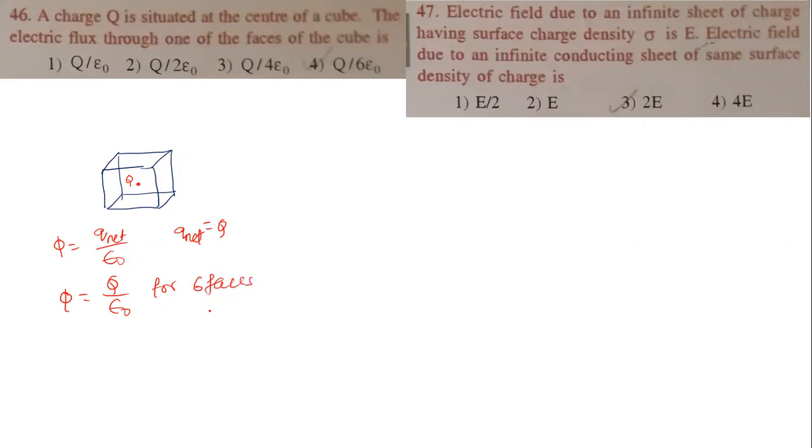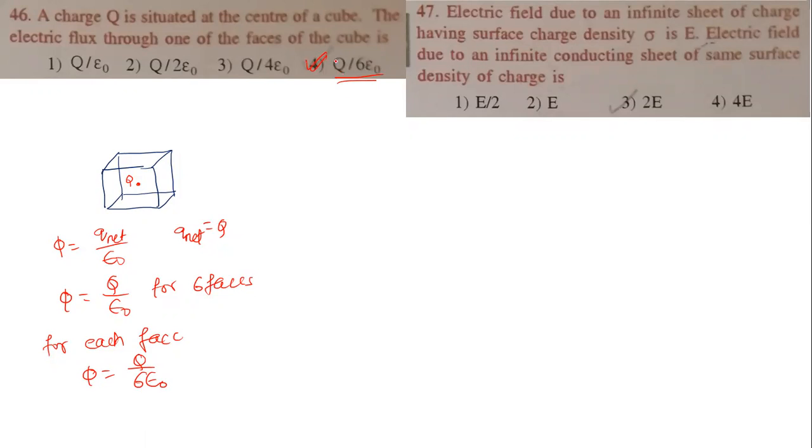Now for one face, we need to divide by 6, right? So for each face, phi equal to Q by 6 epsilon naught. So what is the answer now? Phi equal to Q by 6 epsilon naught. The fourth option is correct. Look at this, the fourth option is correct.